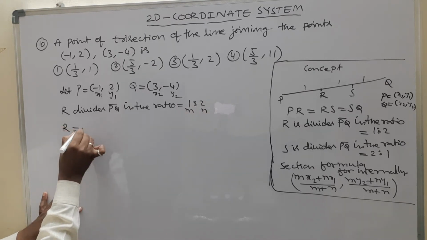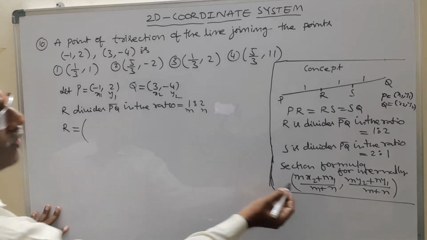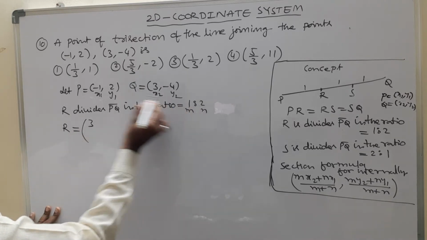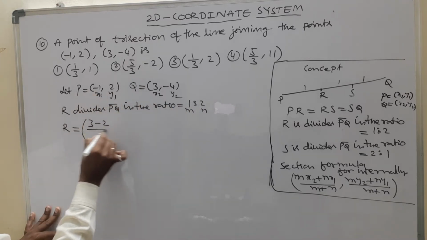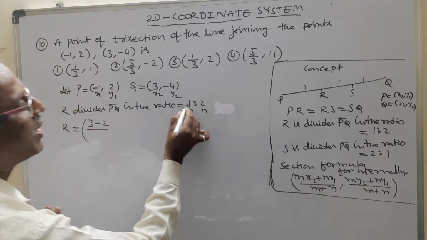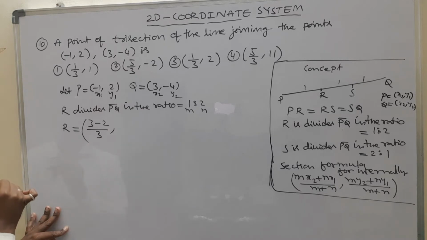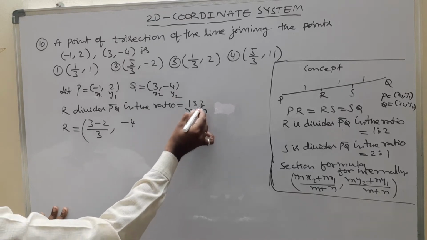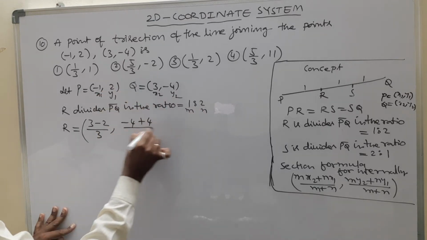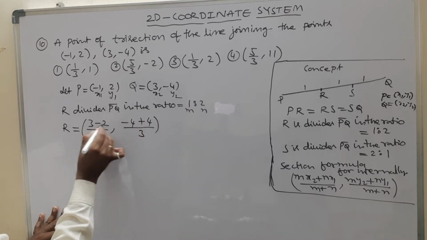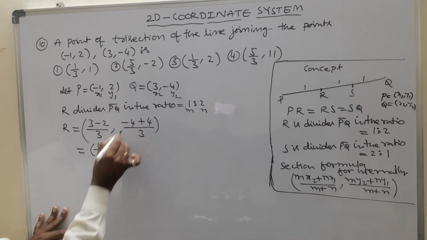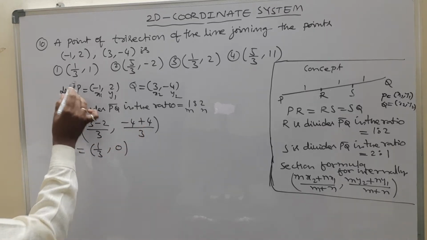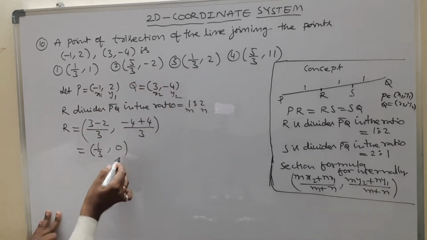To apply the section formula: mx2 is 1 into 3, 3; nx1 is 2 into -1, -2. So 3 minus 2 by m plus n, 1 plus 2, 3. Comma, my2 is 1 into -4, -4; ny1 is 2 into 2, 4. So -4 plus 4 by 1 plus 2, 3. 3 minus 2 is 1 by 3, and -4 plus 4 is 0, and 0 by any number is 0. So 1 by 3 comma 0. This option, 1 by 3 comma 0, is not in the options.